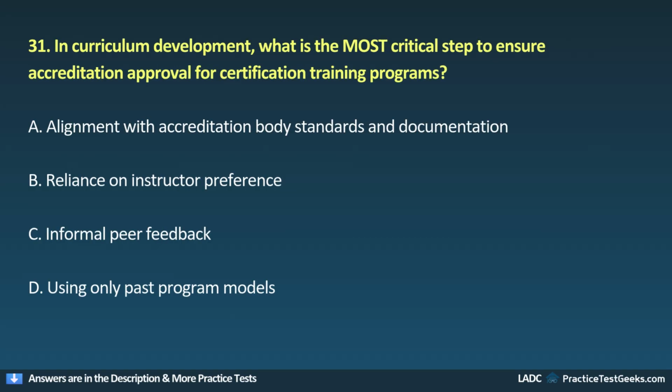31. In curriculum development, what is the most critical step to ensure accreditation approval for certification training programs? A. Alignment with accreditation body standards and documentation. B. Reliance on instructor preference. C. Informal peer feedback. D. Using only past program models.